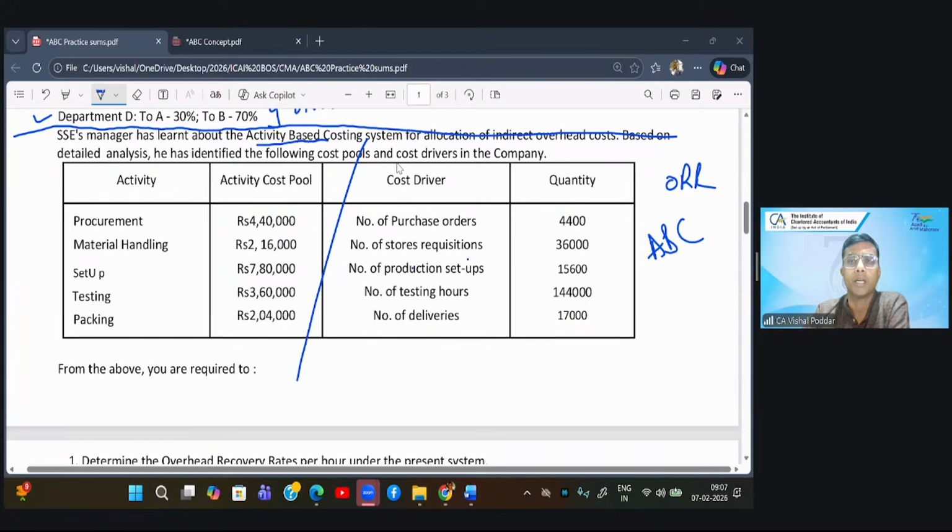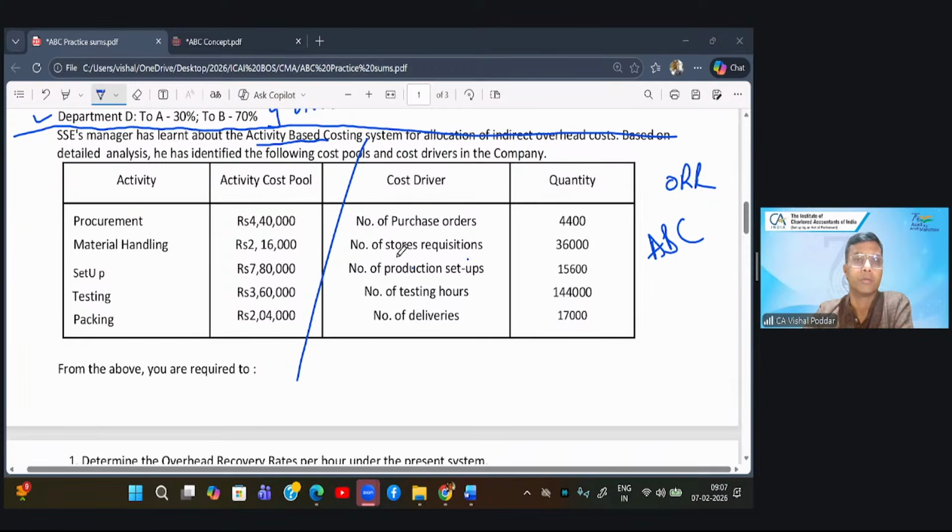Then next is setup, rupees 50 per production run. Then testing is rupees 2.5 per testing hour. And last, packing, it is rupees 12 per delivery. So please write the complete unit, don't keep it incomplete. So it is 12 per delivery, correct? Everybody getting these answers? Super. Very good.